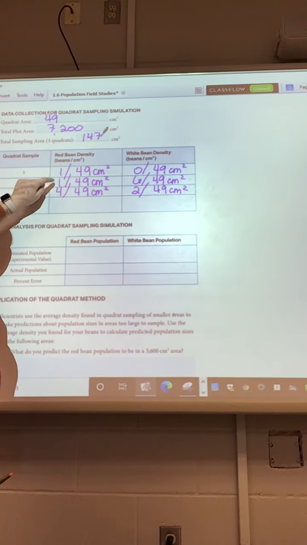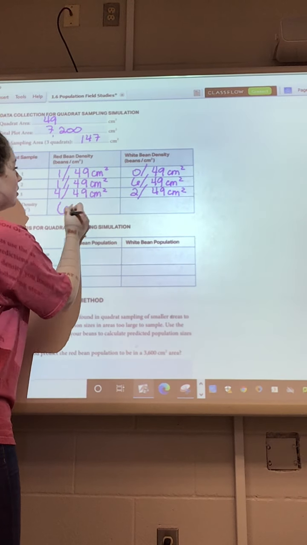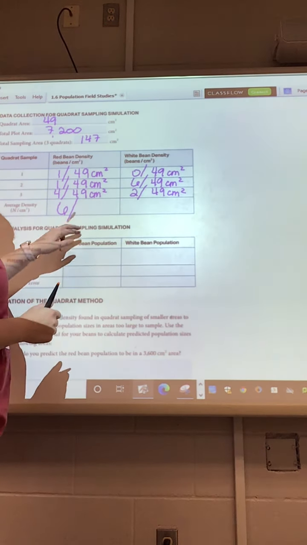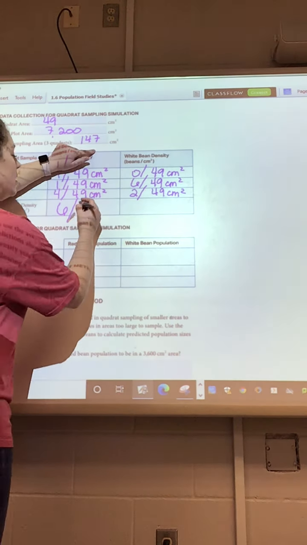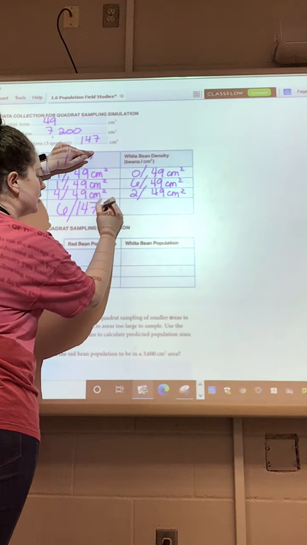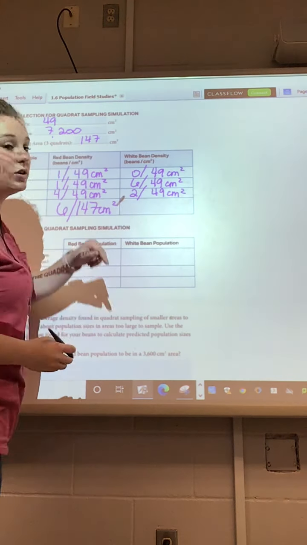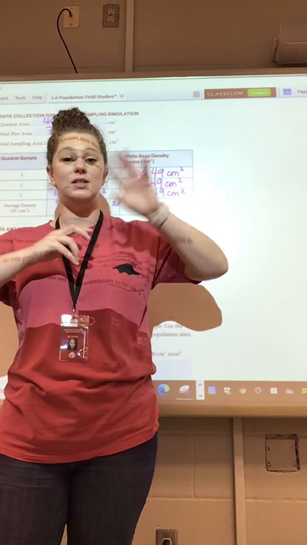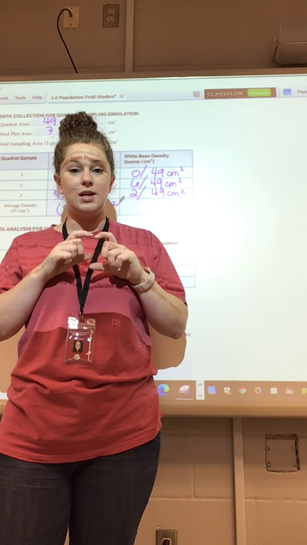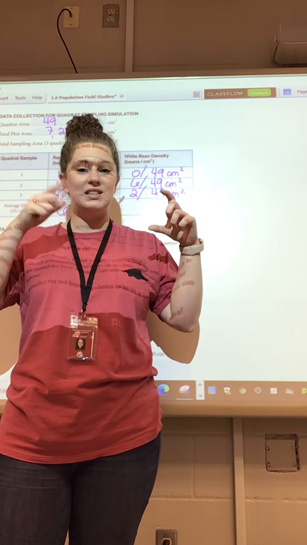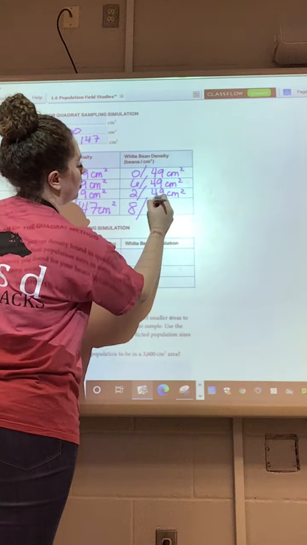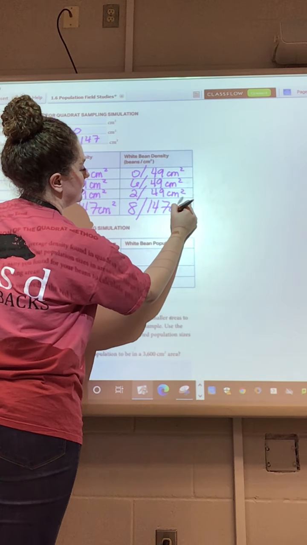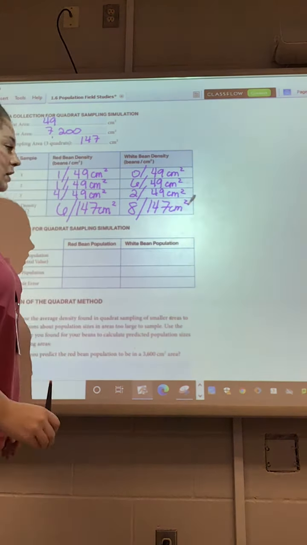So my average density is going to be how many I caught in the total amount. So I got 6 red beans, and I have to multiply my 49. You're going to add these up. So in 147 centimeters squared. So this is just like the rectangle that had the sea stars and the sand dollars. You're just adding up those boxes together to see how many we have total. All right, and so white beans, I have 8 beans in 147 centimeters squared.